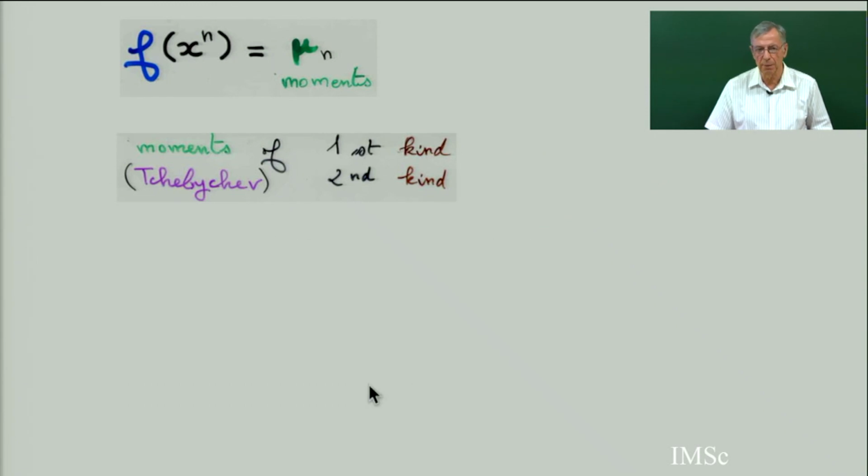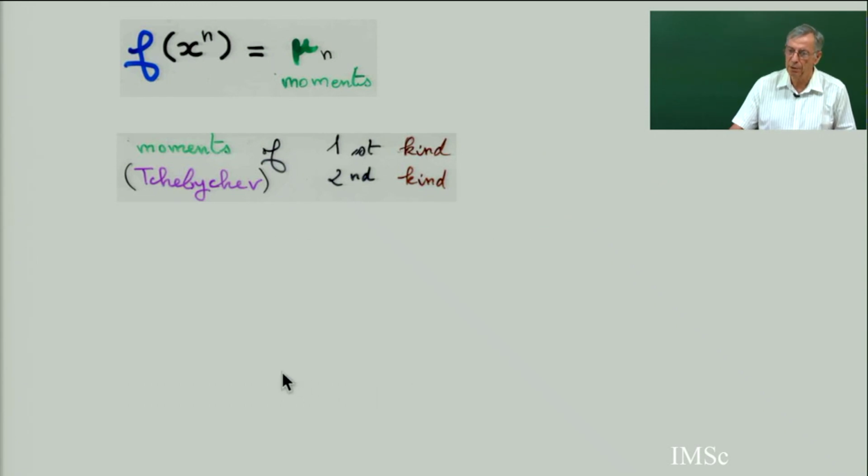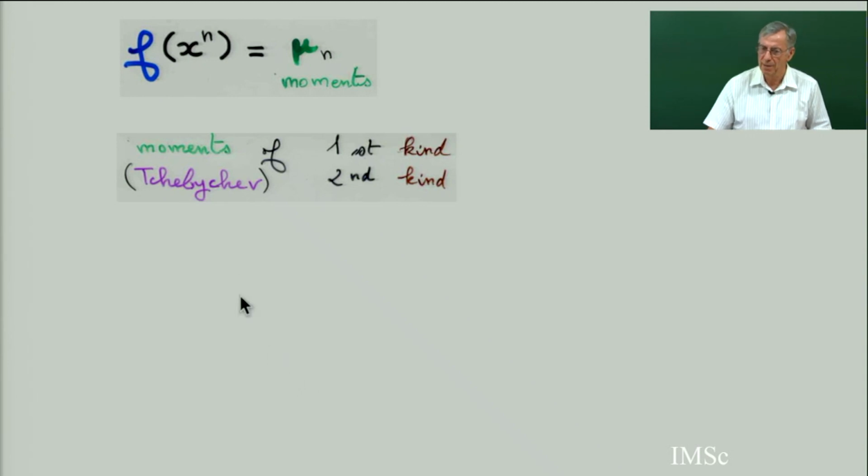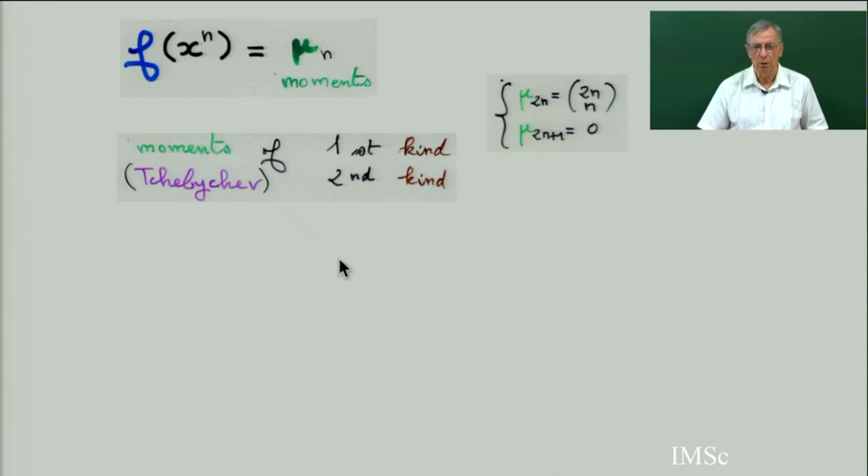So you can ask, for example, we have seen Chebyshev polynomials of the first and second kind. For the first kind, the moment is mu, if its index is even, a binomial coefficient 2n choose n, and if the index is odd, 2n plus 1, it is 0. This is Chebyshev first kind. Very simple moment.